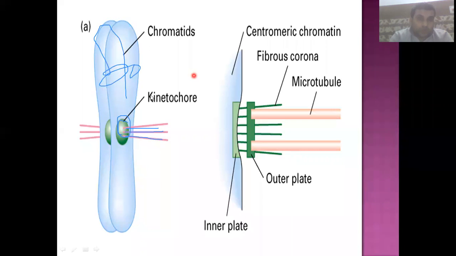I can show you. This one is the first sister chromatid, and this is the other sister chromatid, and their microtubules are anchoring towards the kinetochore region. This is the centromeric chromatid, the inner plate, then the outer plate, and the microtubule region associating with these kinetochore regions.